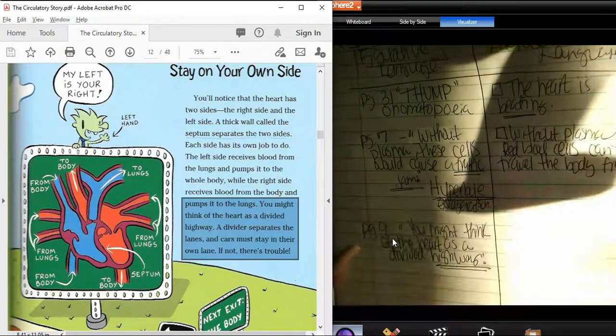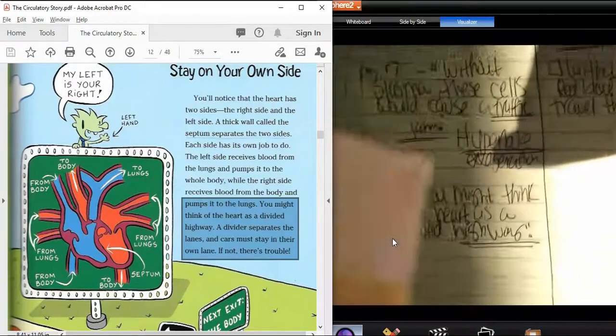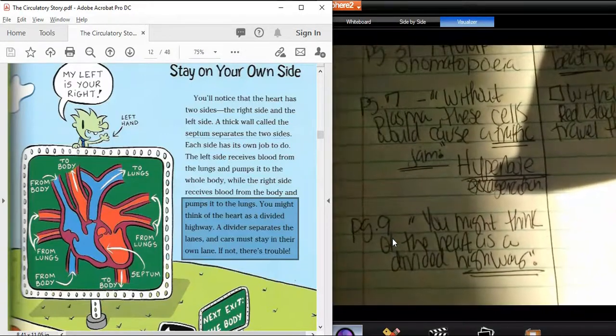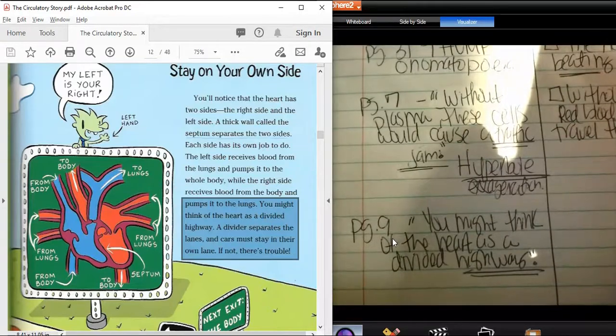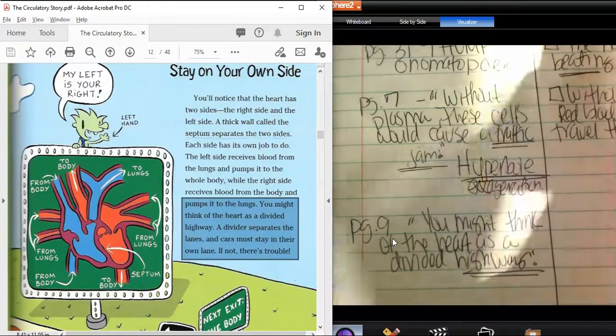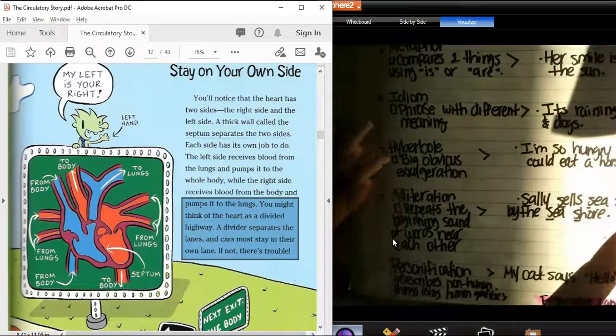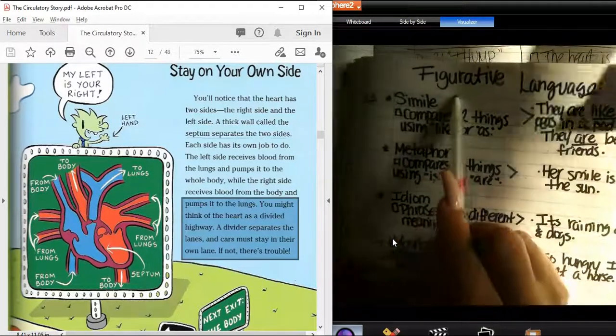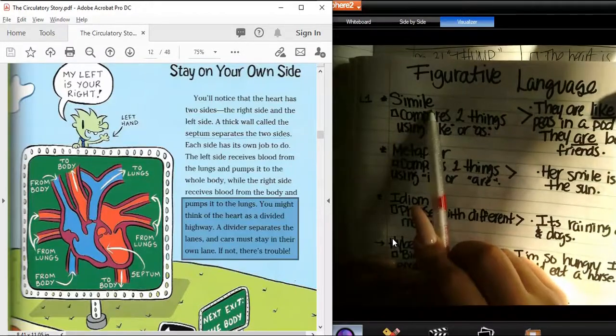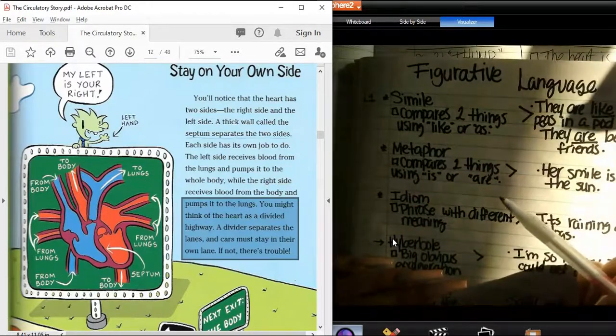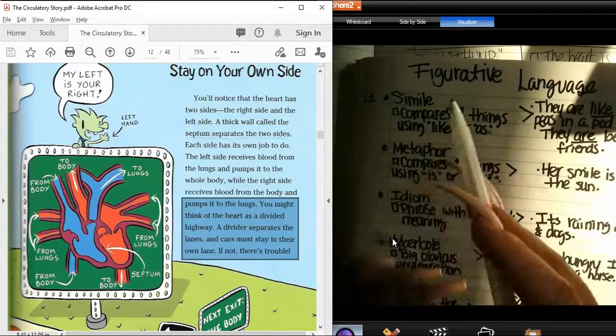Do we literally have cars inside of our system that might crash? No, right? It's just something that the author is using to make a point. Now, what is that point, boys and girls? First, we need to find out what type of figurative language he is using. So what type is it? Is he comparing two things? Well, yeah, he is comparing. What is he comparing? Your heart as a divided highway.